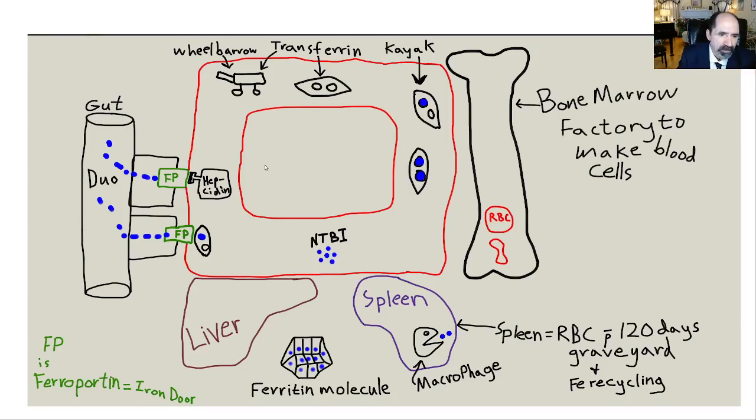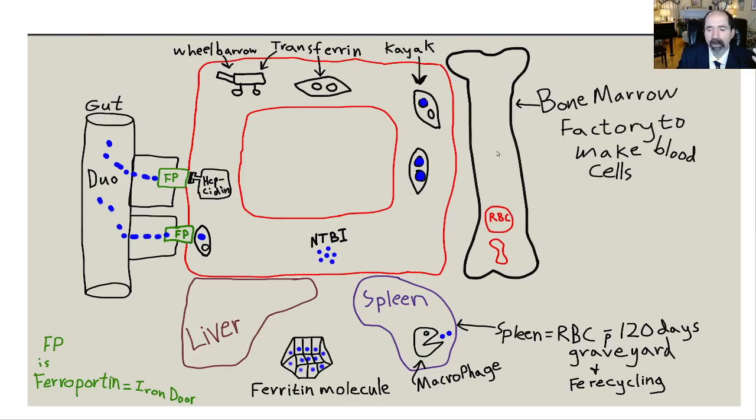Hepcidin, hep produced in the liver, cidin to kill bacteria, that can block ferroportin when the body wants to lower its iron levels. Okay, so we're going to come back to all this stuff, but I'm just introducing you to the terms and what they do. So hepcidin blocks ferroportin from allowing iron to enter the body. Transferrin, trans to transport, ferrin, iron, is our little 2-man kayak, 2-iron kayak, and that picks up irons from ferroportin to transport them around the human body.